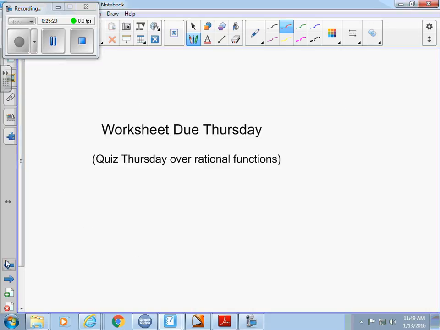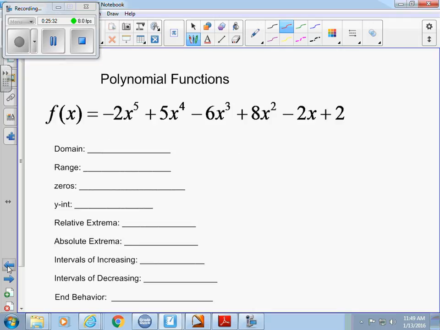Does that get you everything? By the way, tomorrow we're going to quiz over rational functions. So a little quiz like the logarithm quiz over the rational stuff. Kind of like a little homework quiz. But you know it's coming.